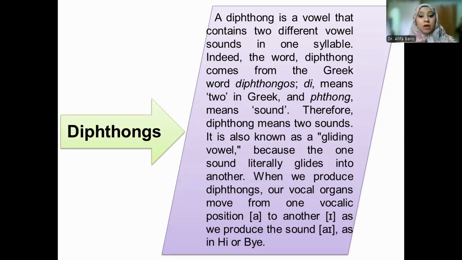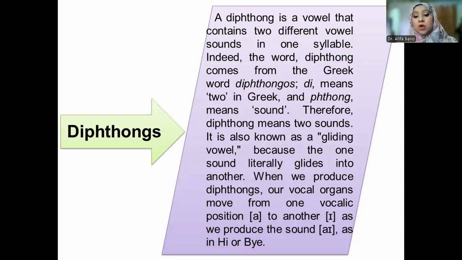Indeed, the word diphthong comes from the Greek word diphthongos. Di means two in Greek, and thongos means sound. Diphthong means two sounds, two vowel sounds together. Therefore, diphthong means two sounds. It is also known as gliding vowels because one sound literally glides into the other. One vowel sound glides into the other vowel sound, and that's why we call it gliding sound as well.